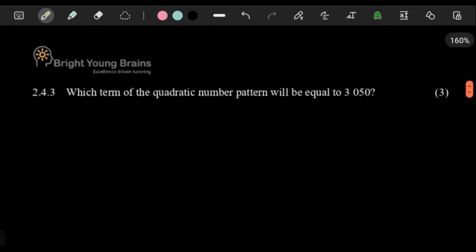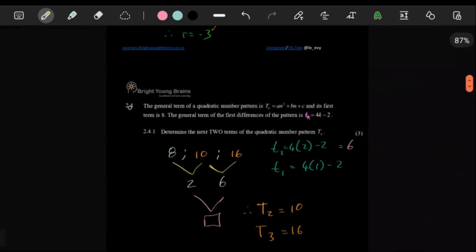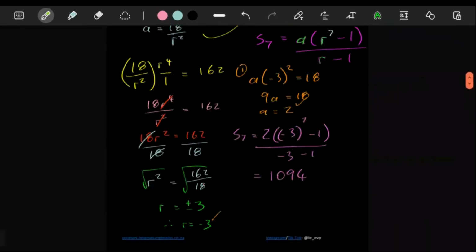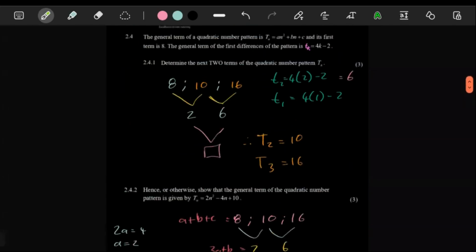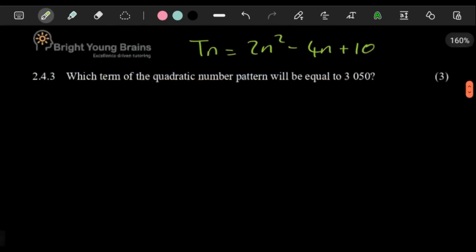4.3 here says, which term in the quadratic number pattern is equal to 3050? So that's more like a bonus mark. If you get a mark right in the beginning here, it trickles down to the rest. But if you lose a mark right at the beginning here, you lose all of them. But at least here, you would be able to get the 3 marks, because you have the formula already.